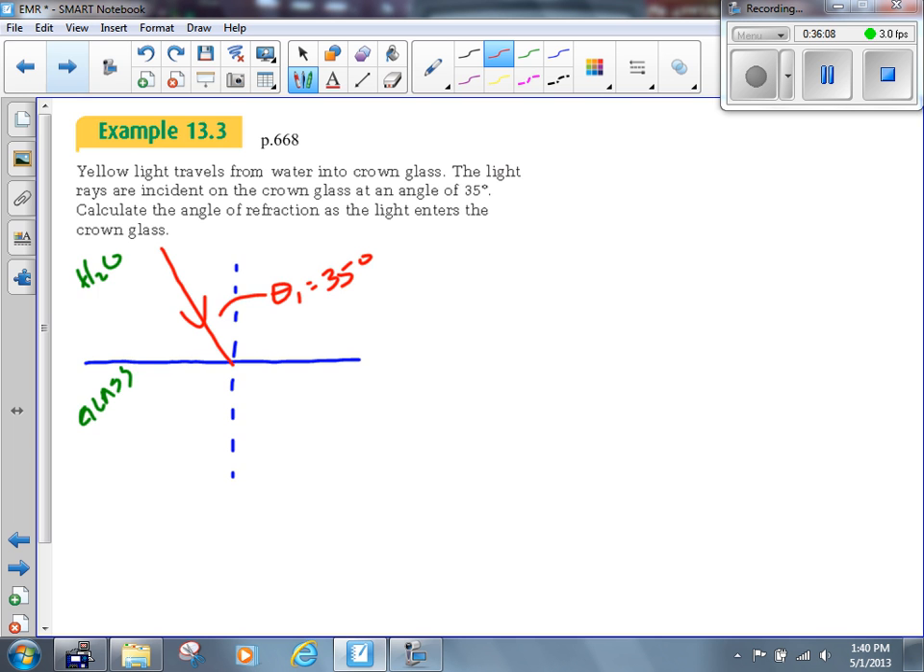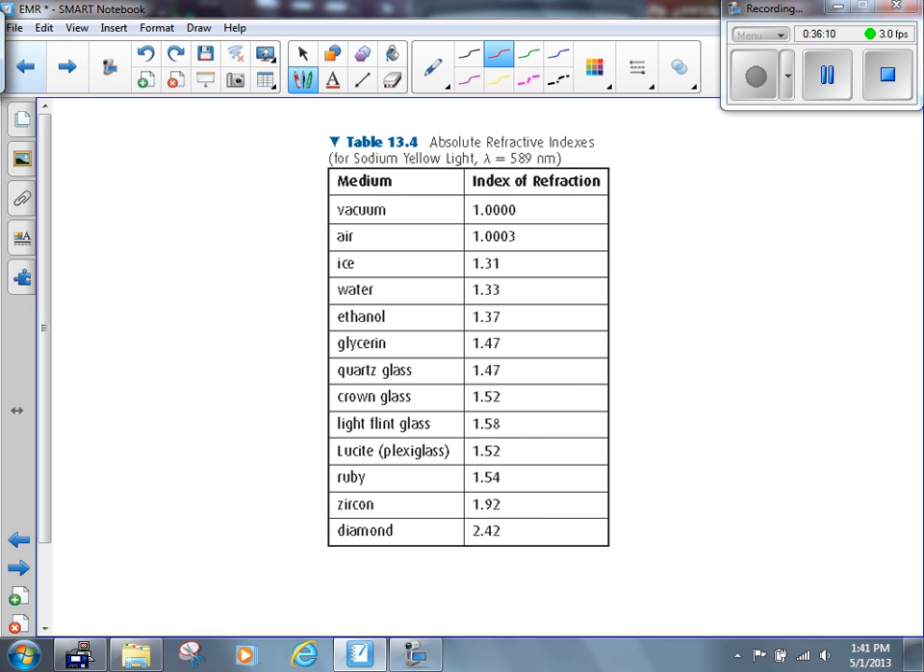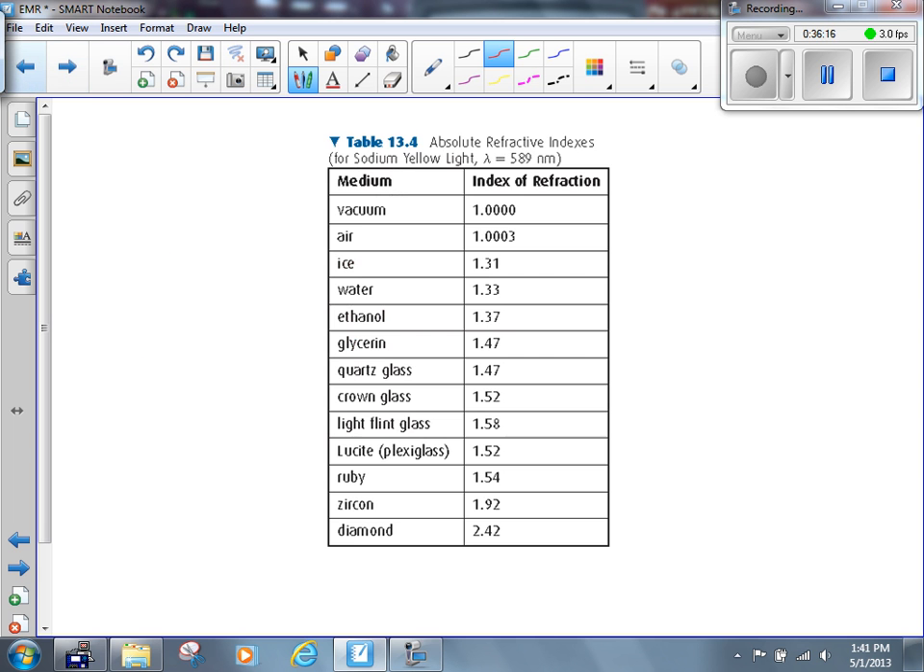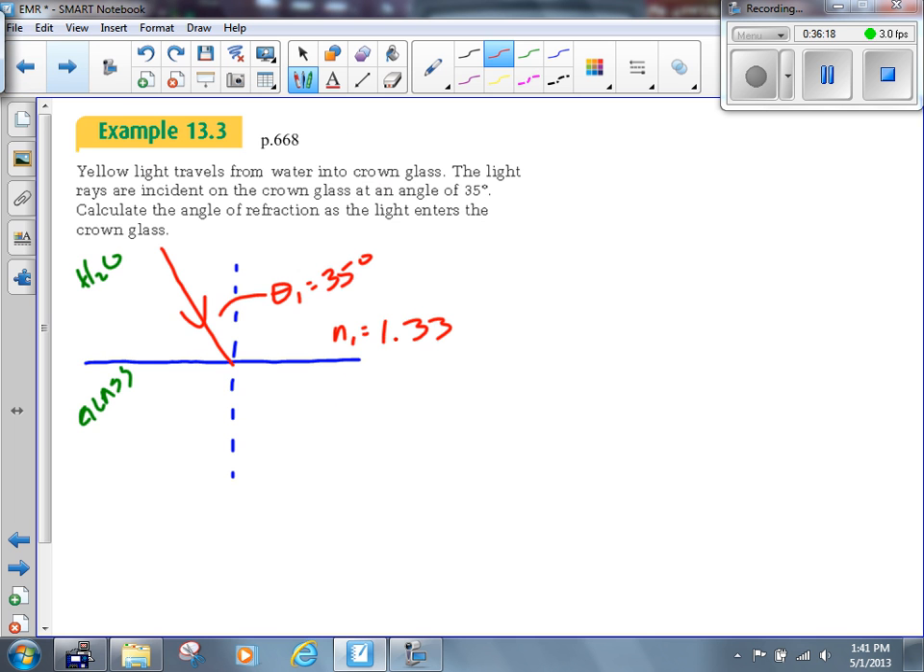If we look at our table, we know that the index of refraction of water is 1.33, and the index of refraction of crown glass is 1.52. If this ray of light is going from an index of refraction of 1.33 to 1.52, what do you think is going to happen to it? Speed up or slow down? It's going to a higher index of refraction. It's going to slow down.